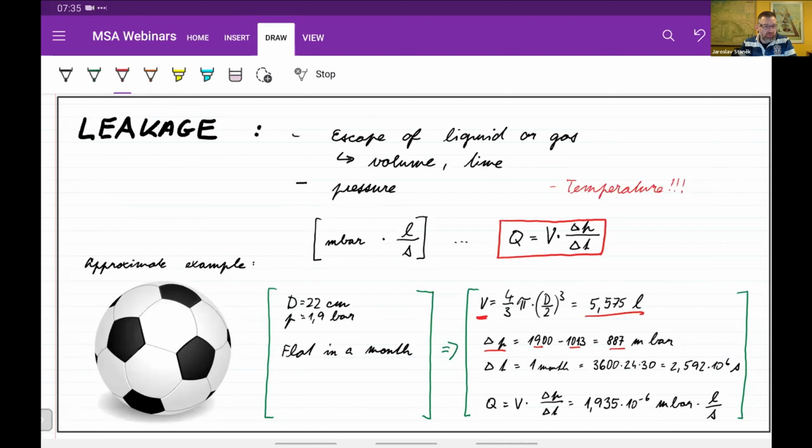And one important note, the leakage depends on the temperature, and that's for various reasons. And two main reasons is the viscosity of the liquid or gas which is leaking, and the second is a geometrical change of the leaking crack or orifice or whatever it is. So be aware that the units are rather strange. And it becomes stranger, mainly because of the temperature.